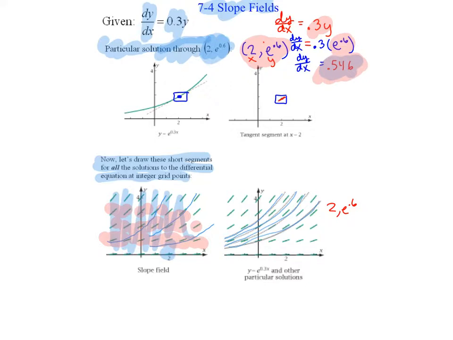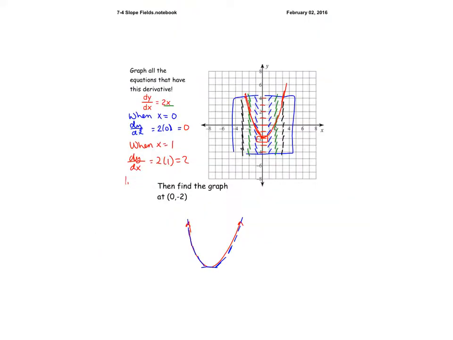Alrighty, let's move on. For this problem, we have two things they want us to do. First, they want us to graph all of the equations that have this derivative. So, it's very x-dependent, meaning the derivative will change by x. So as I go to the right in x, I'm going to get a more positive slope. And as I go to the left of x, I'm going to get a more negative slope. So you can kind of see it right here.